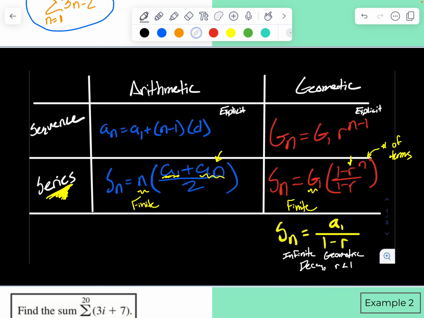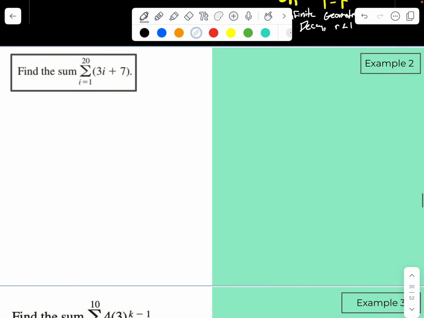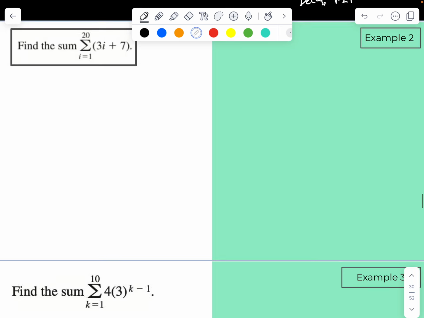For your quiz, I'll probably just print these off, and then Miss Jen will hand you one of these with your quiz. So you'll have it right in front of you. So if we were asked to find the sum here, I've only got 2 more examples and you're good.